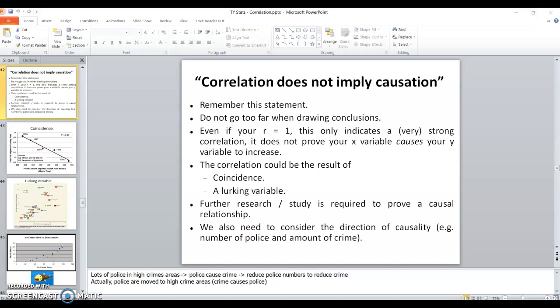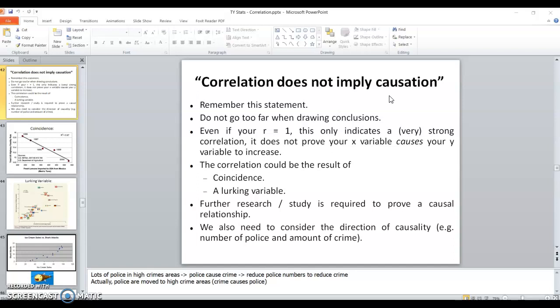Okay, really quick video on correlation and causation and the idea that correlation does not imply causation, okay? That correlation and causation are not the same thing. So even if you were to draw a scatter plot, work out your correlation coefficient and get a correlation coefficient of 1 or -1, so kind of perfect correlation, really, really strong correlation, it still doesn't prove one of your variables causes the other. Okay, so really strong correlation does not prove that one variable causes the other.